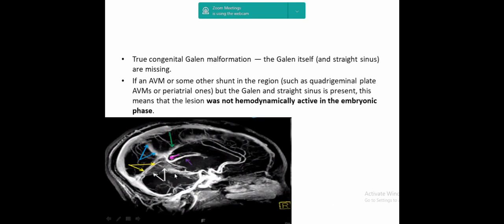So in this picture, we can see the AV malformations, and we can see the vein of Galen is not there. Instead, there is another venous system here draining. This is also known as false Galen, which gives a picture that imitates a vein of Galen.